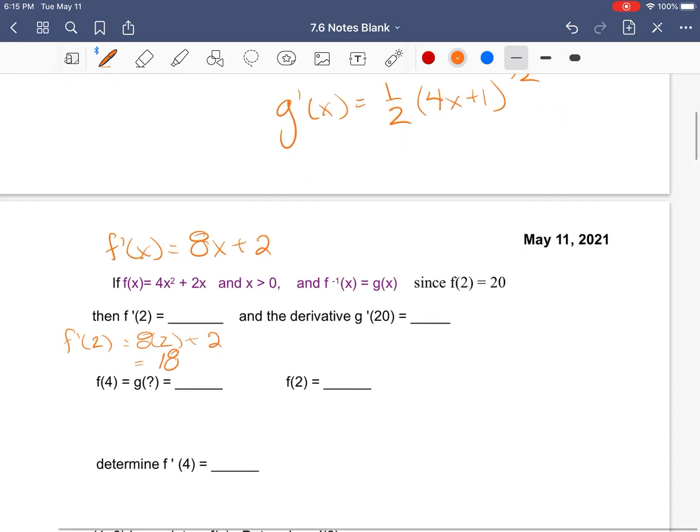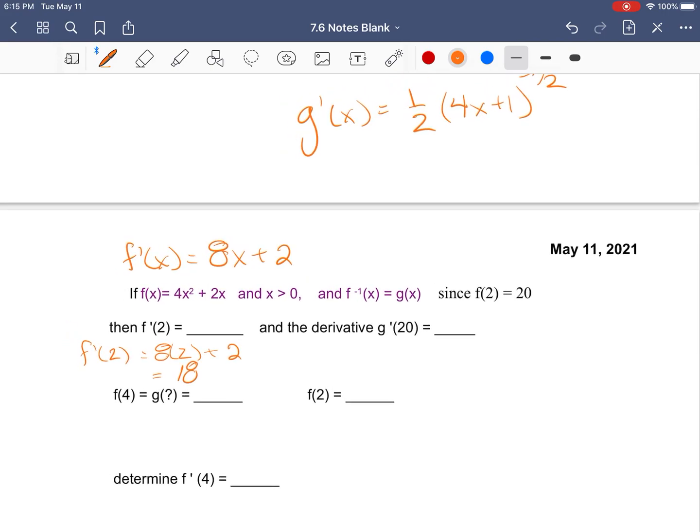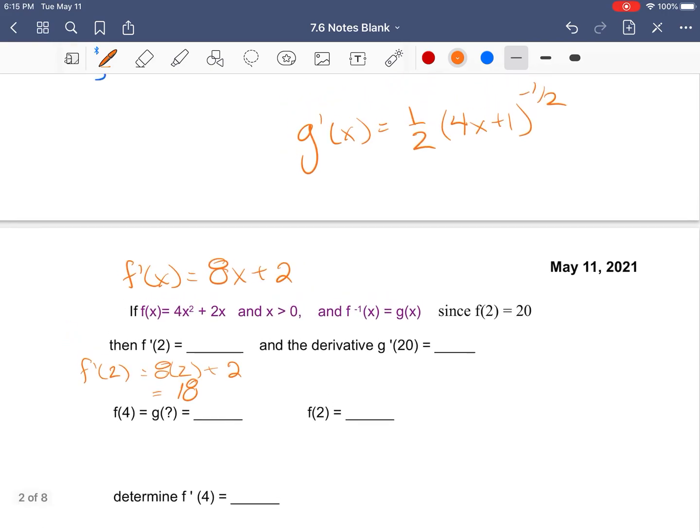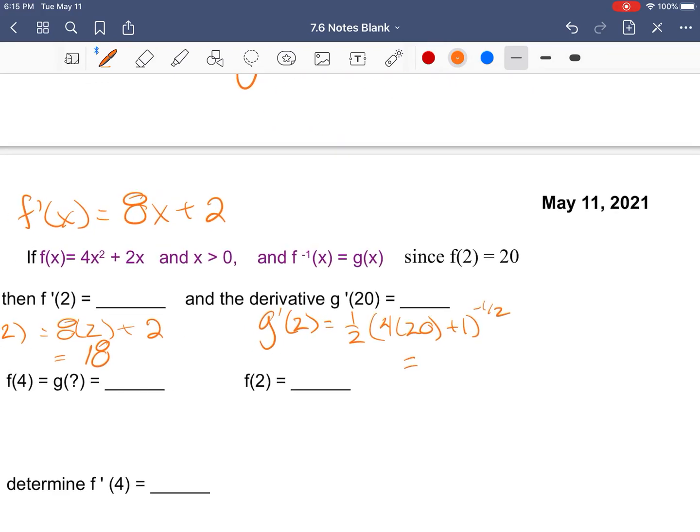Okay, so there's our derivative of g. We did all the fun solving for it. It involves completing the square, so that's a good time. So the derivative of g at 20 is equal to 1/2 times 4 times 20 plus 1 to the -1/2. So if we're simplifying, 20 times 4 is 80, plus 1 is 81 to the -1/2. The square root of 81 is 9, and because it's to the negative, it's the reciprocal, so we get 1 over 18.